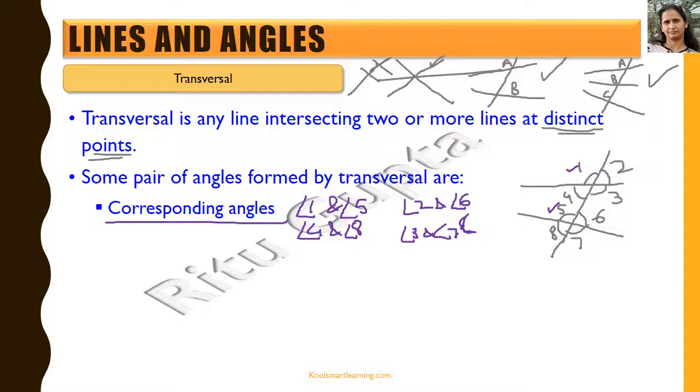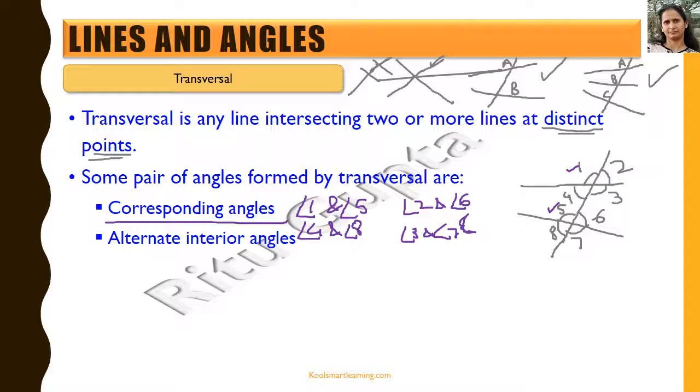Corresponding angles basically lie on the same side of the transversal, but they are formed with different lines. The transversal is intersecting two distinct lines in this case. So with a different line on the same side of the transversal, these angles are formed, and these are called corresponding angles.